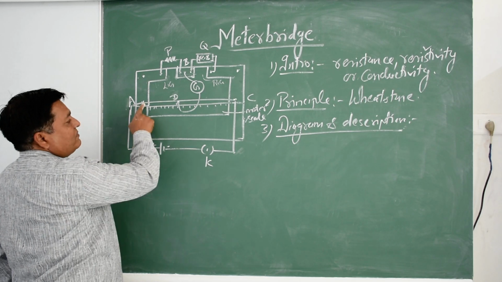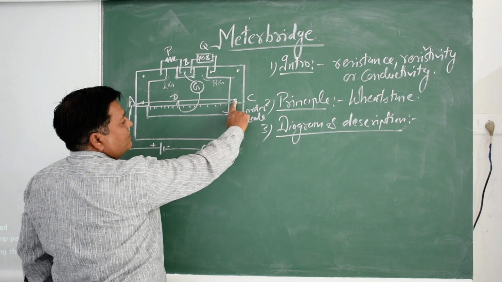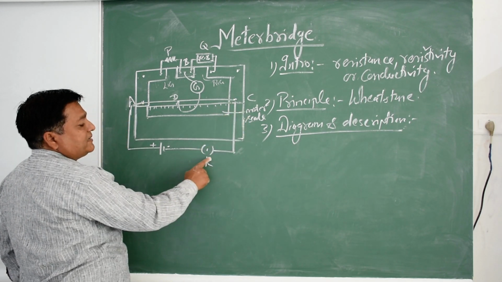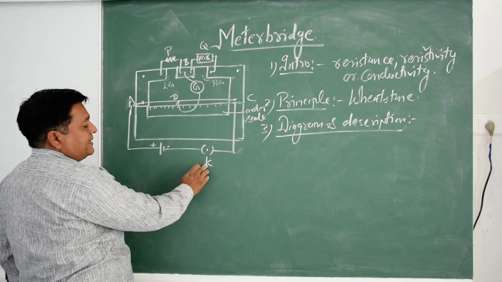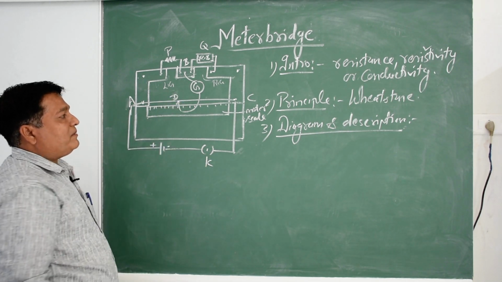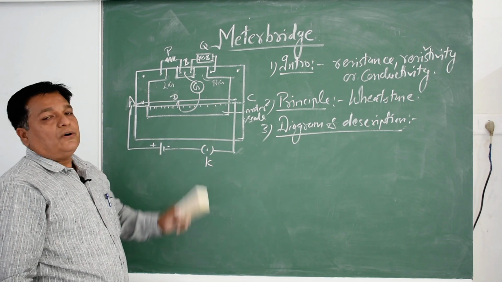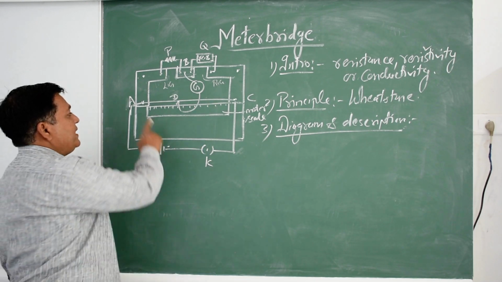So higher potential will be at A and lower potential will be at C. It is attached with a key here. When we close this key, the current starts flowing from the higher potential to lower potential, from A to C.